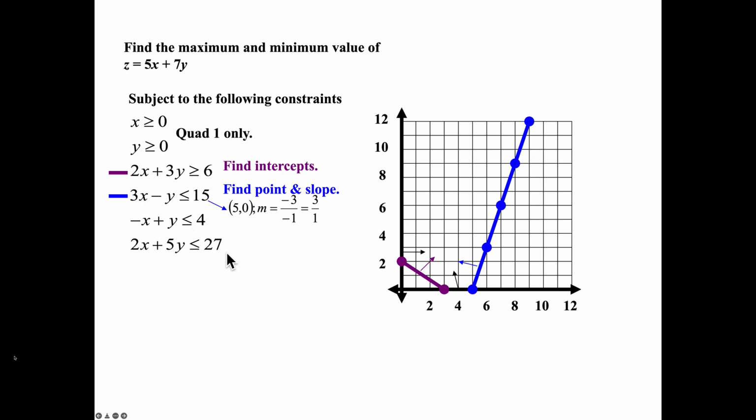Test your origin. 0 minus 0 is 0. That's less than 15. So if you can imagine this blue line going down here, it's going to cross way down here, and so I'm shading in the direction of the origin.